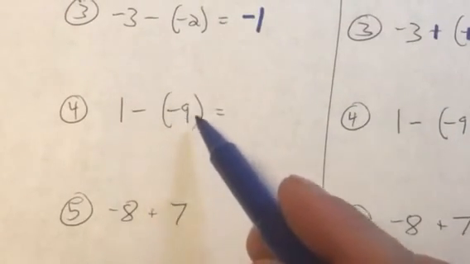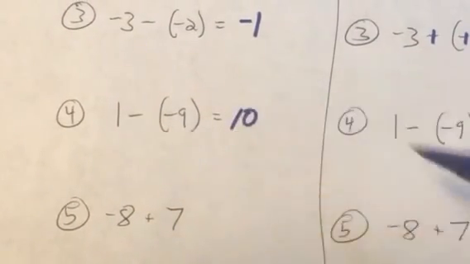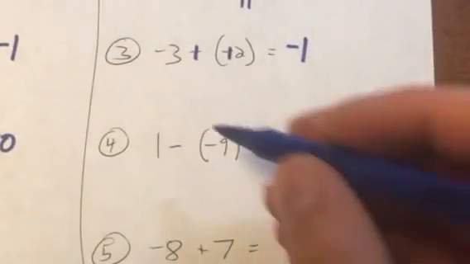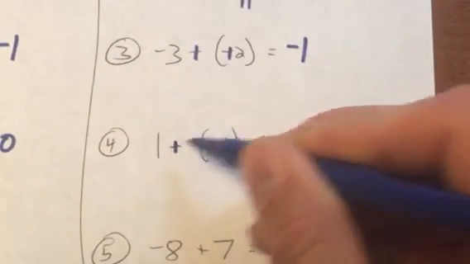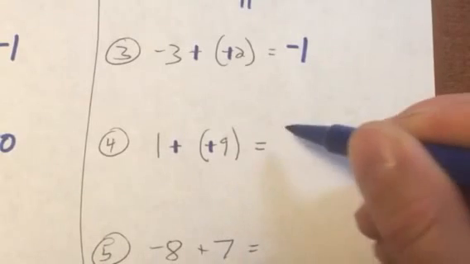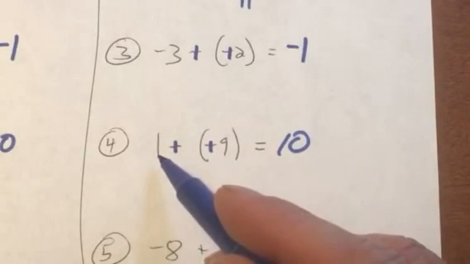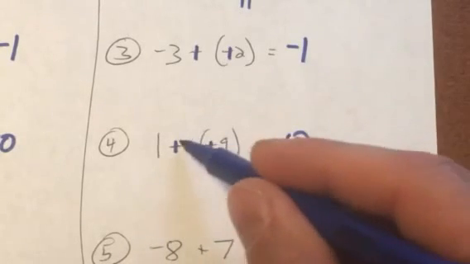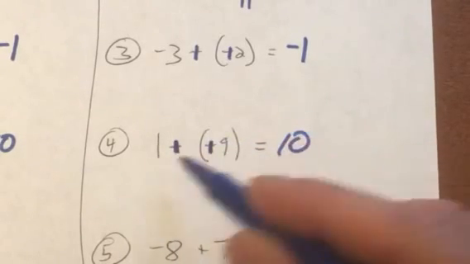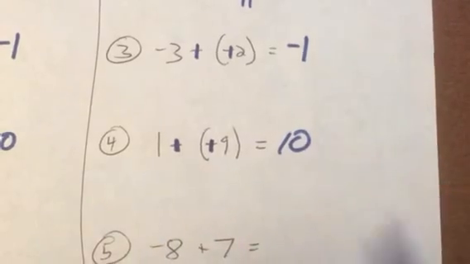1 minus negative 9 is 10. If I add the opposite, it becomes 1 plus positive 9, which is 10, right? Keep the first number the same, right? We don't change it. Keep the first and add the opposite. 1 plus 9 is 10.